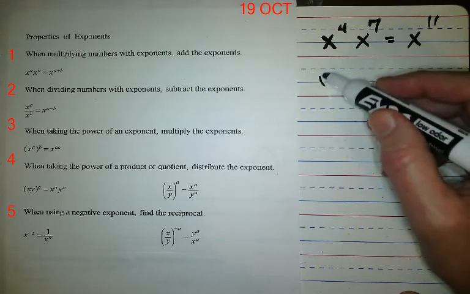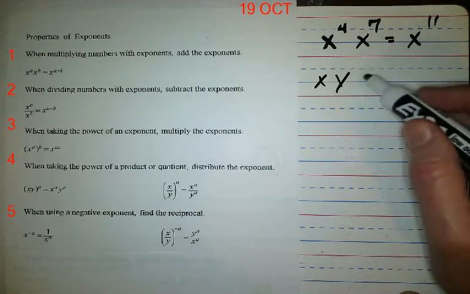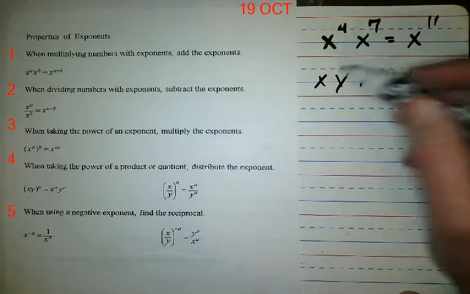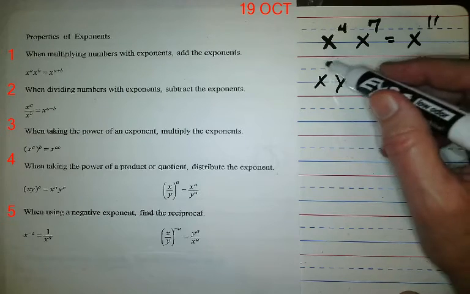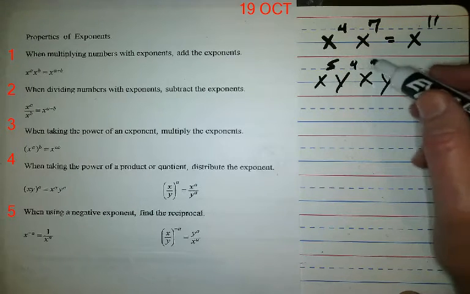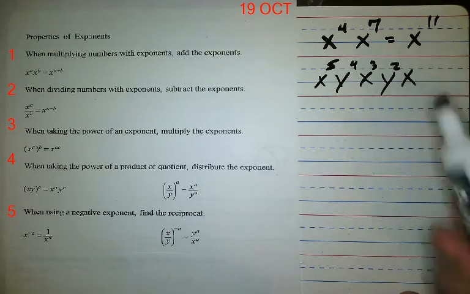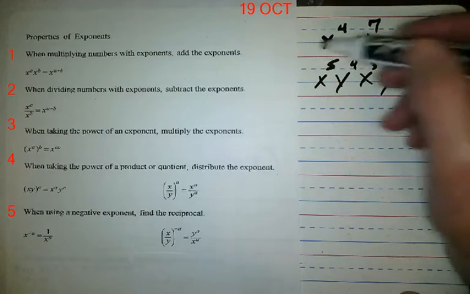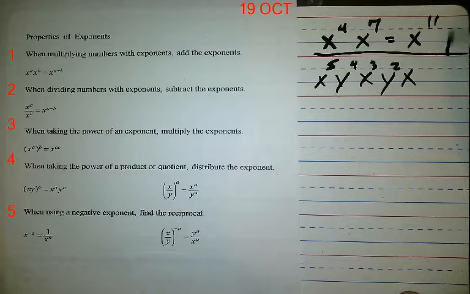And you can have more than one letter in there. You could have x, y, x, y, x. Why not? And then we could have 5, 4, 3, 2. And if there's nothing there, that's 1, right? So if I was trying to solve this one, what would that equal?